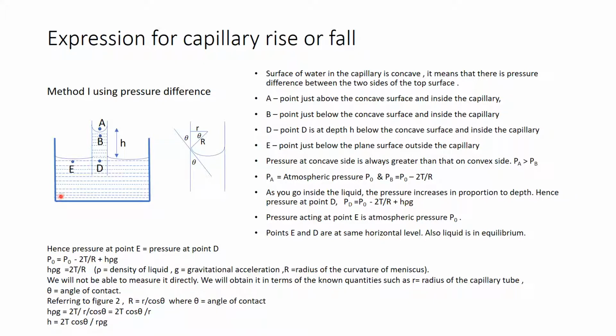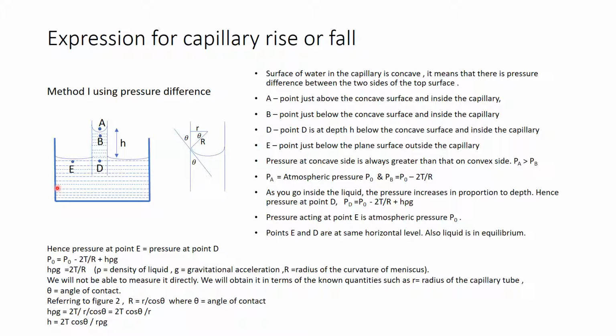Therefore, pressure at point D is greater than pressure at point B. By how much? By h rho g. Pressure at point B is what? P0 minus 2T upon R. The h rho g factor gets added on account of the depth h, and therefore pressure at point D will be P naught minus 2T upon R plus h rho g. Have you understood up to this point? I hope you have understood up to this point.